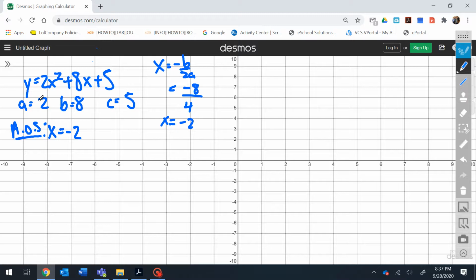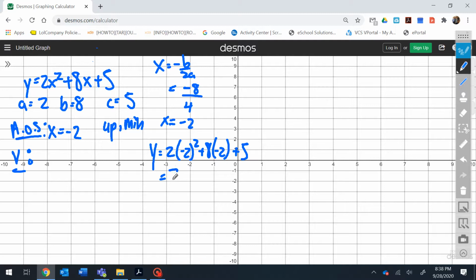Of course, this opens up because of the a value of 2, which means it has a minimum. The vertex, we simply need to substitute the negative 2 into the x. So we have y is equal to 2 times negative 2 squared, plus 8 times negative 2, plus 5.